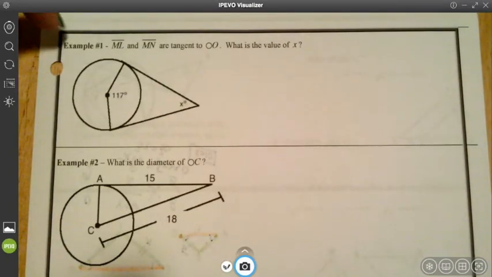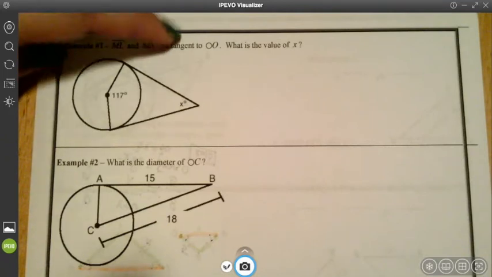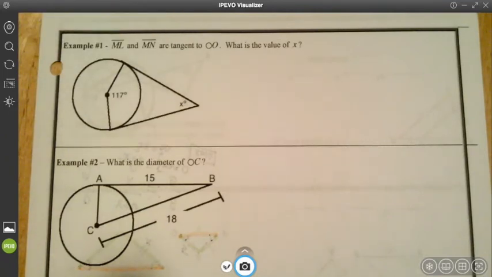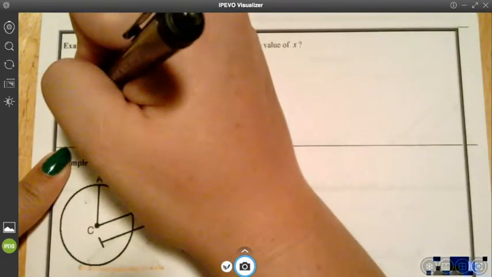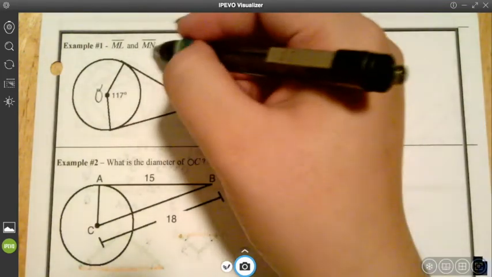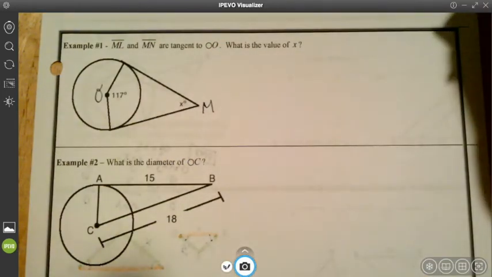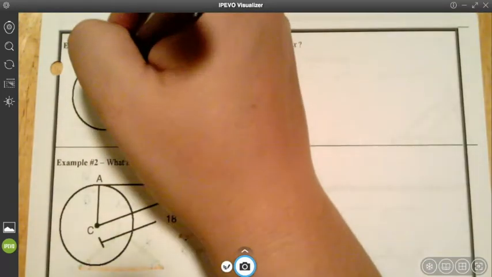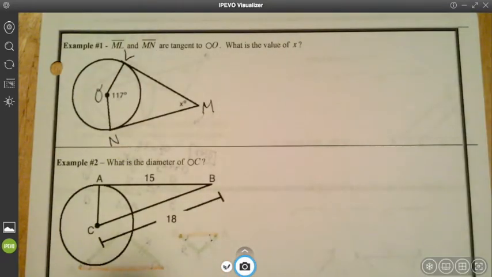In this example, we have segment ML and segment MN that are tangent to circle O. That means they touch the circle at only one place. The circle is named by its center point, so this point here is called O. The two tangent lines have a point M in common. That means this point is the one that's in common with those tangents. So that's ML and MN. They're tangent to O, find the value of x.